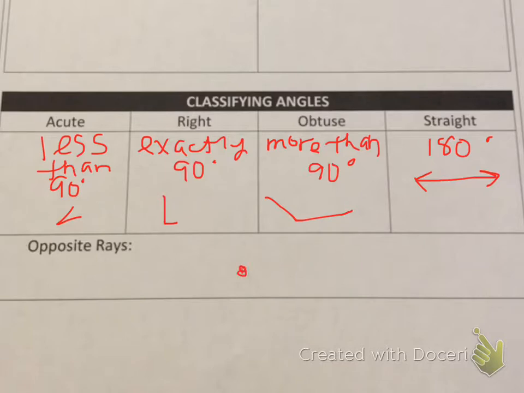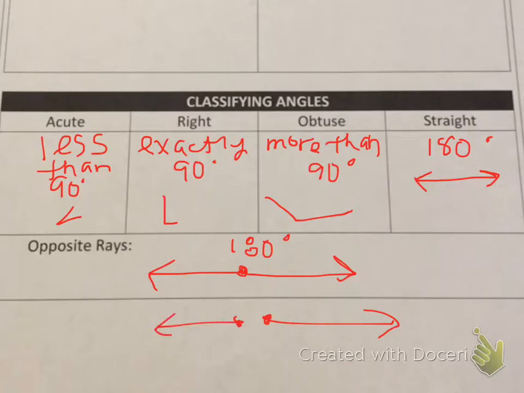Then opposite rays are like this. You have one ray going this direction, an opposite ray going this direction, and they really can form a straight line, which means they're going to also be adding up to 180 degrees. Opposite rays don't necessarily have to be touching each other because they're rays, but they still would form a straight line together because they're opposite of each other and add up to 180 degrees, or be supplementary.